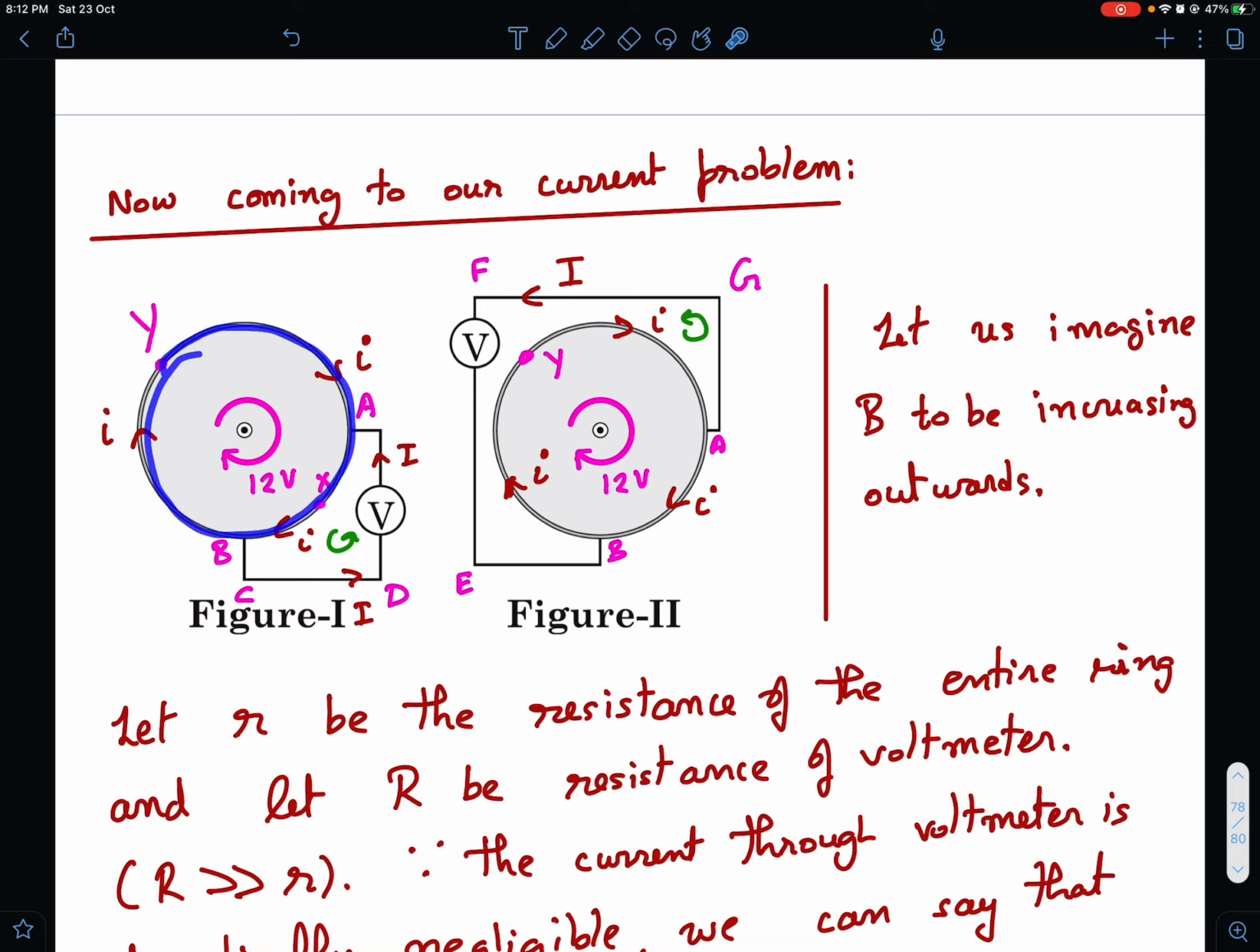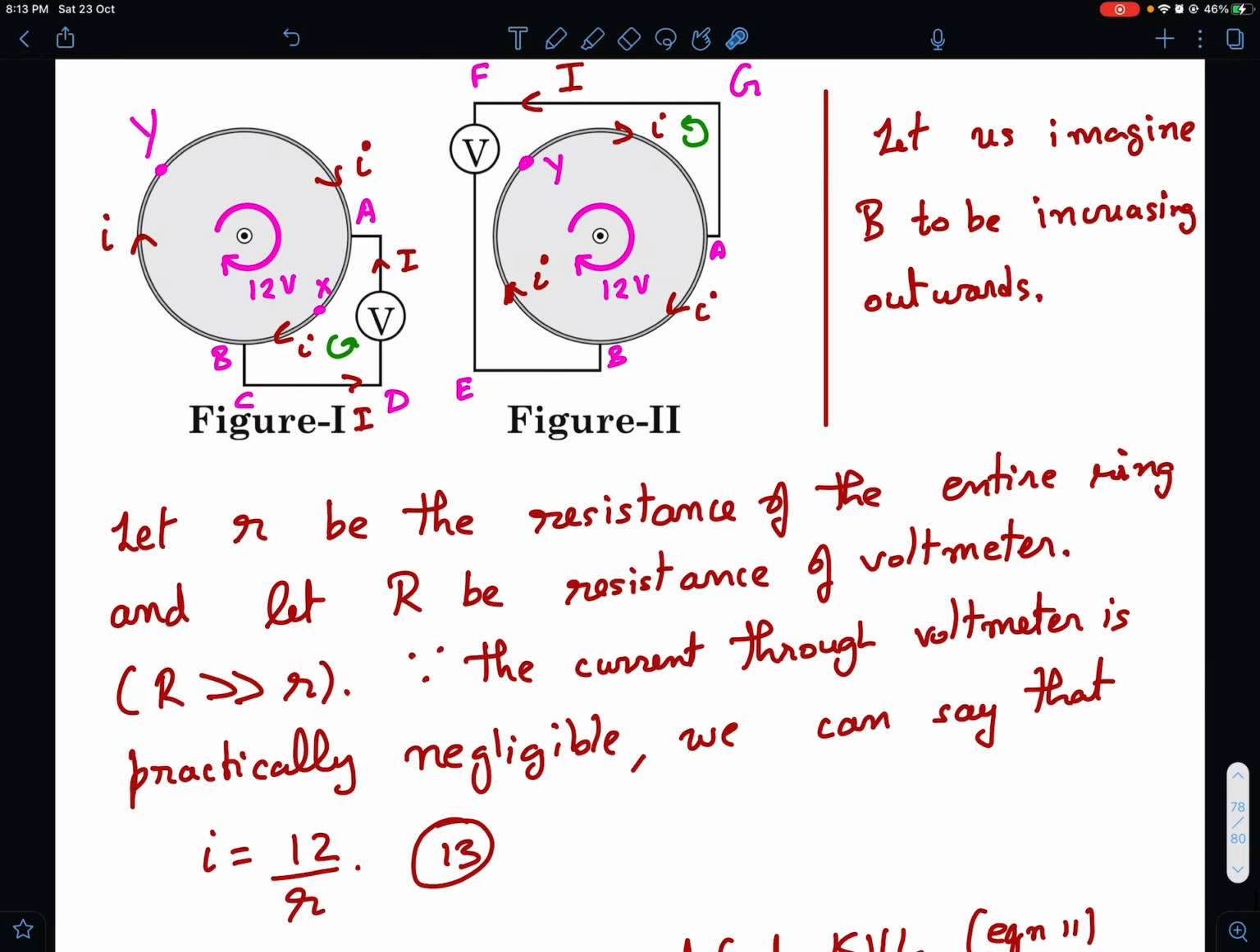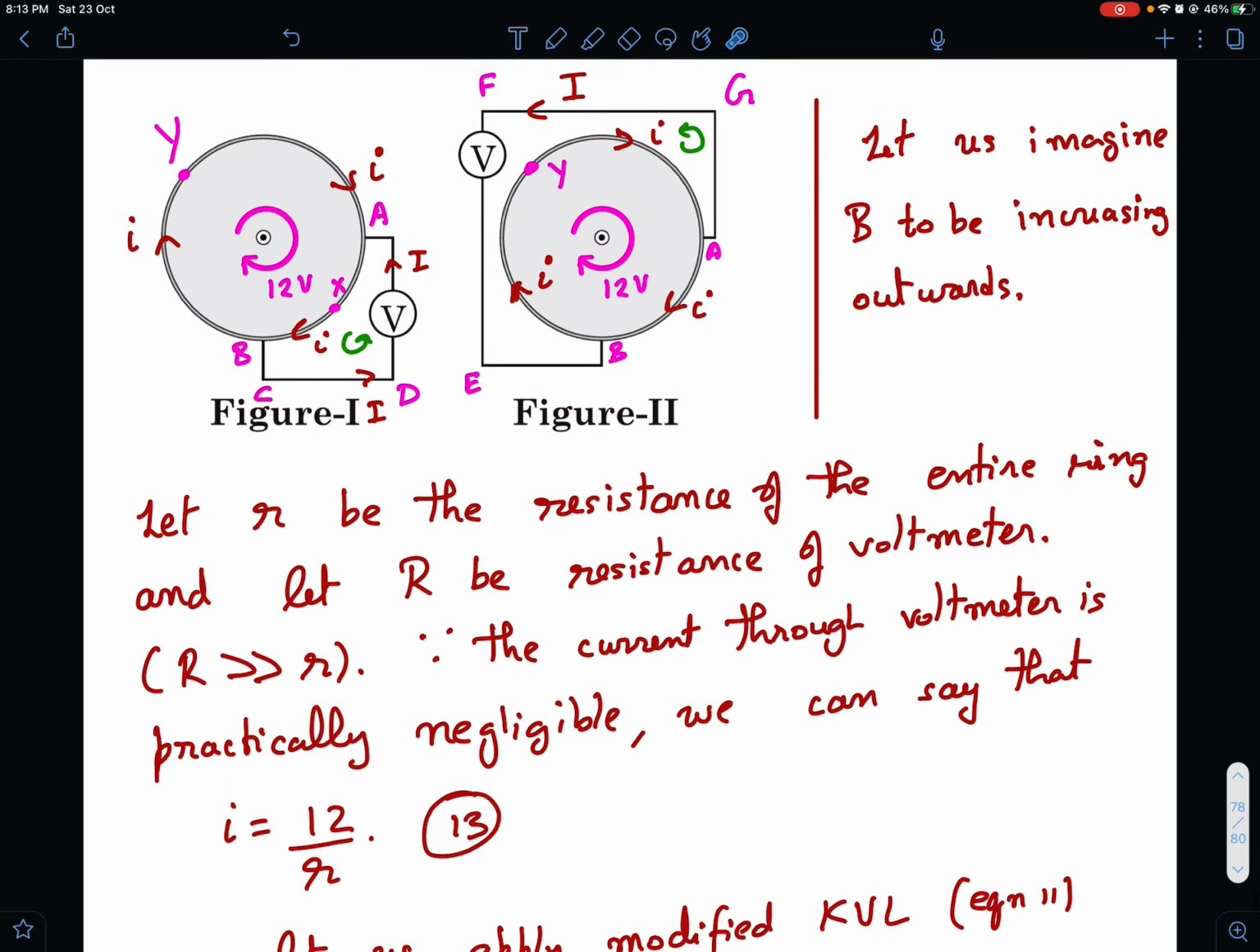Now let's say this entire ring has a resistance small r, and let capital R be the resistance of the voltmeter. The voltmeter has practically infinite, very large resistance. So the current flowing through the voltmeter will be very small compared to the current in this loop. I can assume that practically the entire loop has the same current small I, although it seems to be a violation of the junction law. For practical purposes this small I and this I are practically equal, with very little difference. In the case of an ideal voltmeter this difference also goes to 0. So the current through the voltmeter is practically negligible.